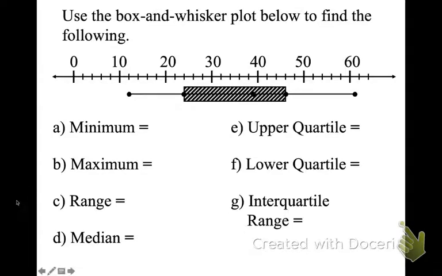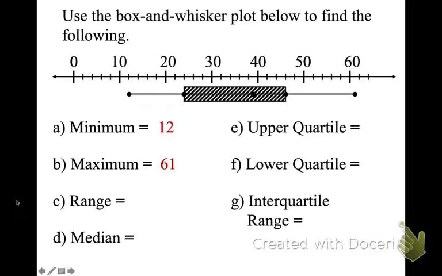Okay, notice the scale goes from 0 to 10. That means each one of these lines represents how much? It represents 2. So therefore, my minimum is 12. So it's 10, 12, 14, 16, 18, 20, okay? My maximum is between 60 and 62, so that would be like 61.